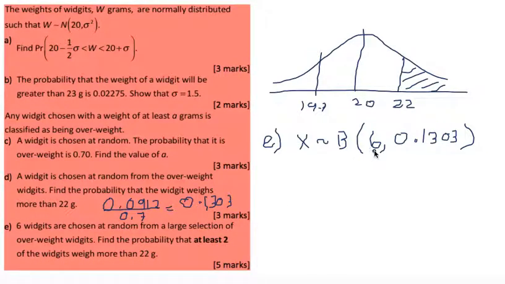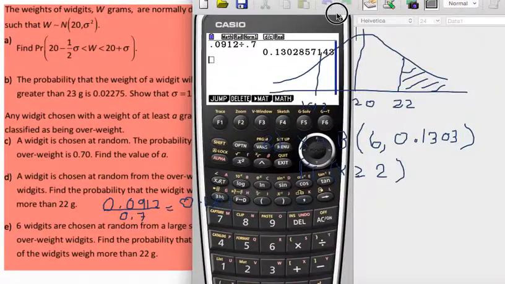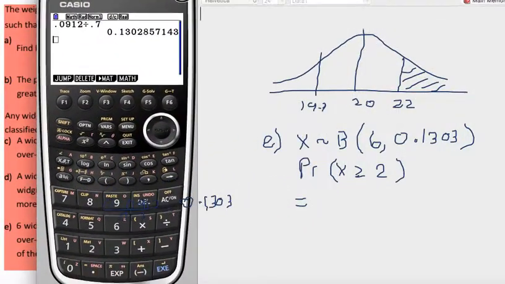Now, I know it's binomial, by the way, because it's either over 22 or under 22. Now, what I'm looking for is the probability that x, at least 2 weigh more, so greater than or equal to 2. So in other words, 2, 3, 4, 5, 6. Now, with this information, again, I want to go straight to my calculator. So let's call the calculator up again. Let's keep that information on the screen.